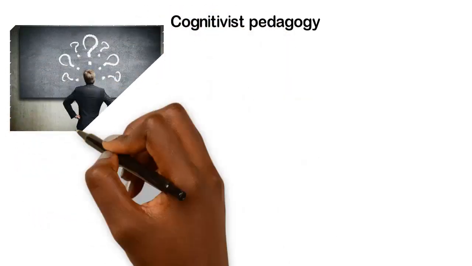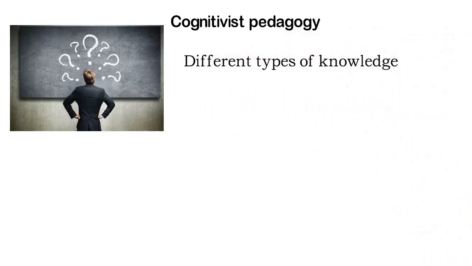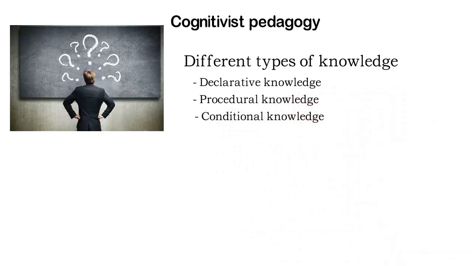Cognitivist pedagogy is interested in mental strategies and problem-solving modes implemented by the learner. This model distinguishes between different types of knowledge: declarative knowledge, that is given knowledge; procedural knowledge, that is know-how; and conditional knowledge, that is contextualization.